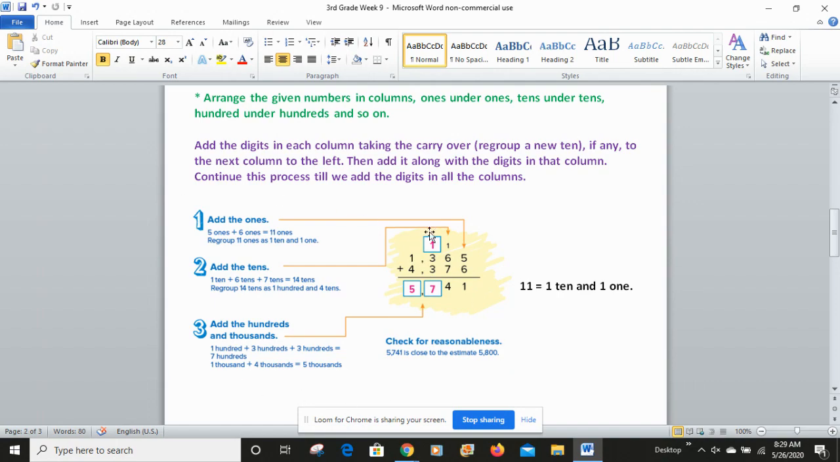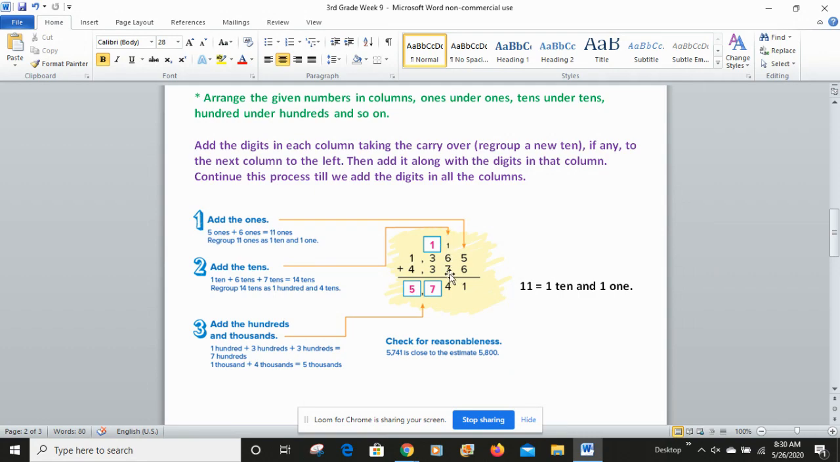So here's one from your math book. It's a 4-digit number plus a 4-digit number. Ones in the ones column, tens in the tens column, hundreds in the hundreds column, thousands in the thousands column. First place we start is to add the ones. 5 plus 6 is 11. And if you remember, 11 is made up of 1 ten and 1 one. So we keep the 1 one in the ones column, and we have to move that 10 over to the next column. Then we add that 10 with the other.